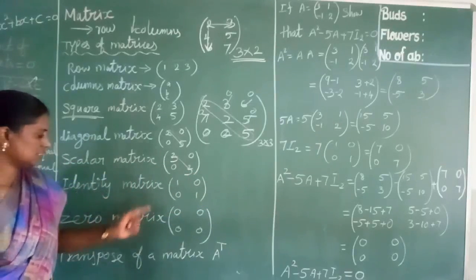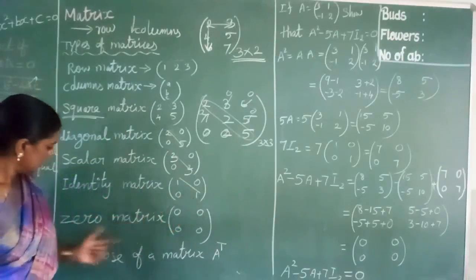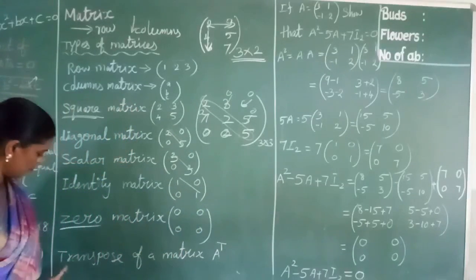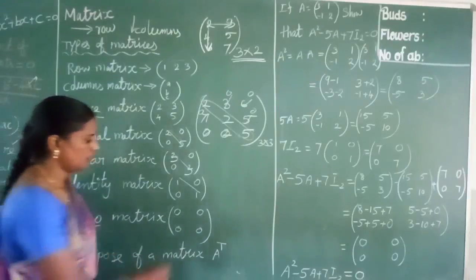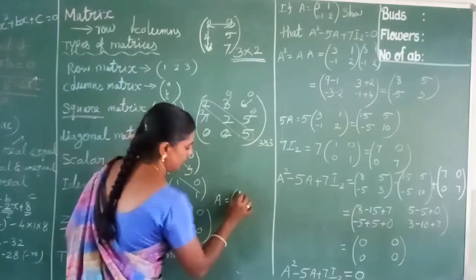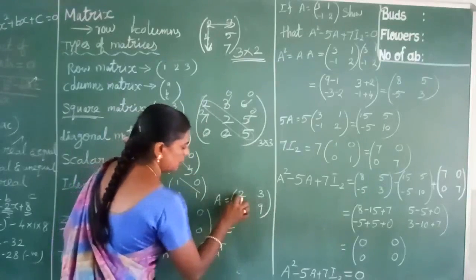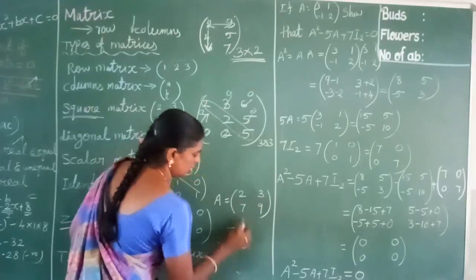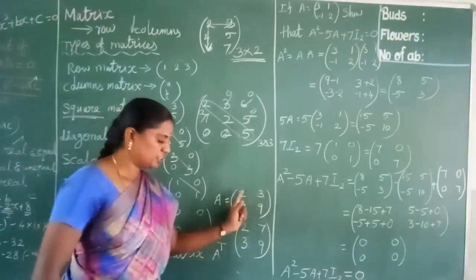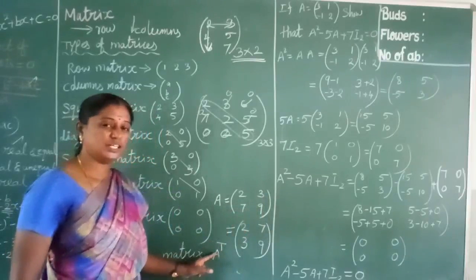Next, identity matrix. The diagonal place is 1. That is an identity matrix. Zero matrix: 0 means all the elements are 0. That is a zero matrix. Next, transpose of a matrix. Matrix names are always written in capital letters. This A matrix is 2, 3, 7, 9. Transpose means the rows change into columns. Rows change into columns, columns change into rows. That is a transpose. This is a very important 2 mark question.